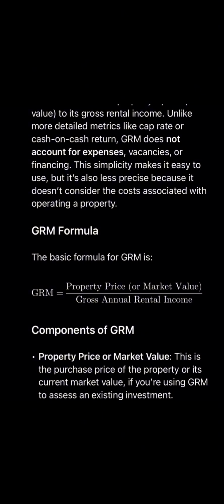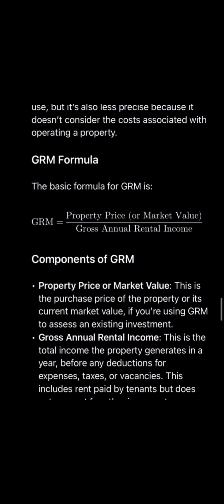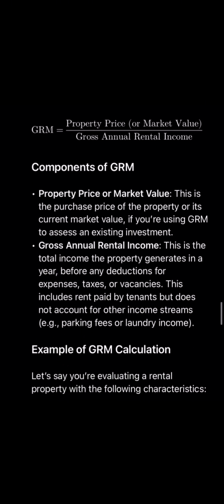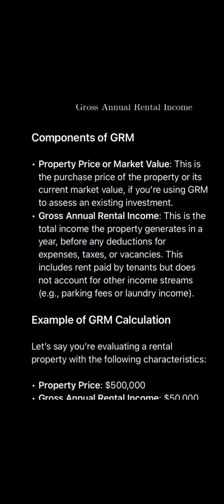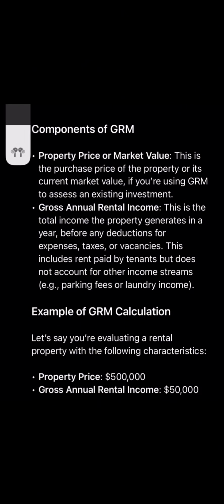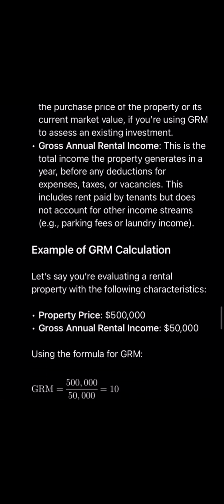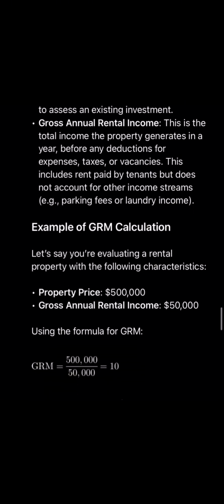GRM formula. The basic formula for GRM is GRM equals property price or market value divided by gross annual rental income. Components of GRM. Property price or market value: this is the purchase price of the property, or its current market value if you're using GRM to assess an existing investment. Gross annual rental income: this is the total income the property generates in a year, before any deductions for expenses, taxes, or vacancies. This includes rent paid by tenants, but does not account for other income streams, e.g. parking fees or laundry income.